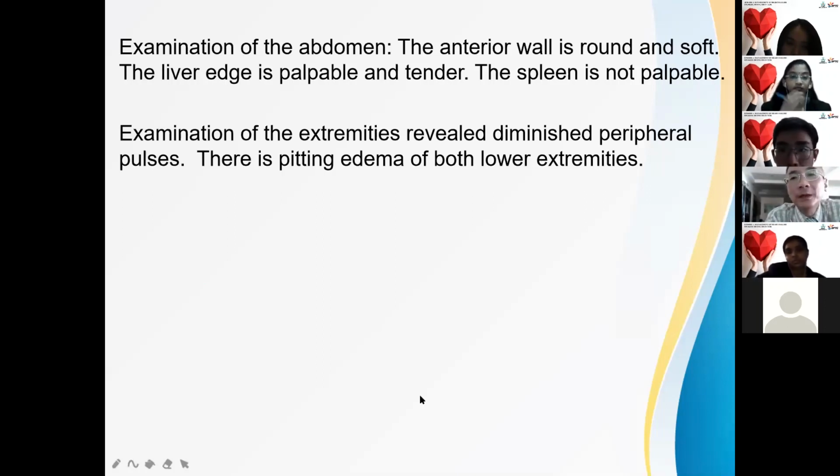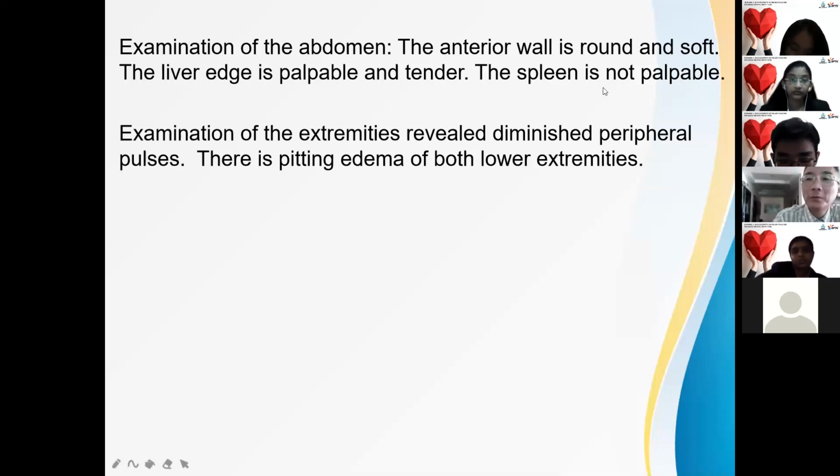If the abdomen is soft, he's trying to tell you there is no infective process in the abdomen, that there is no cholecystitis. A gallstone cholecystitis can precipitate heart failure. There is no severe ascites, because the abdomen would be distended with fluid. He's also telling you that the liver edge is palpable and tender. What is he trying to say? There is liver congestion. So this is not just a simple left ventricular failure. There's both left and right ventricular failure.